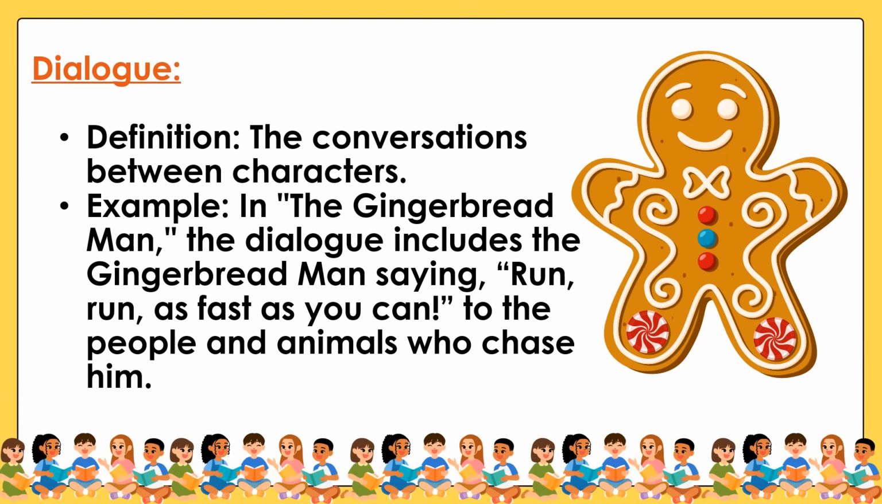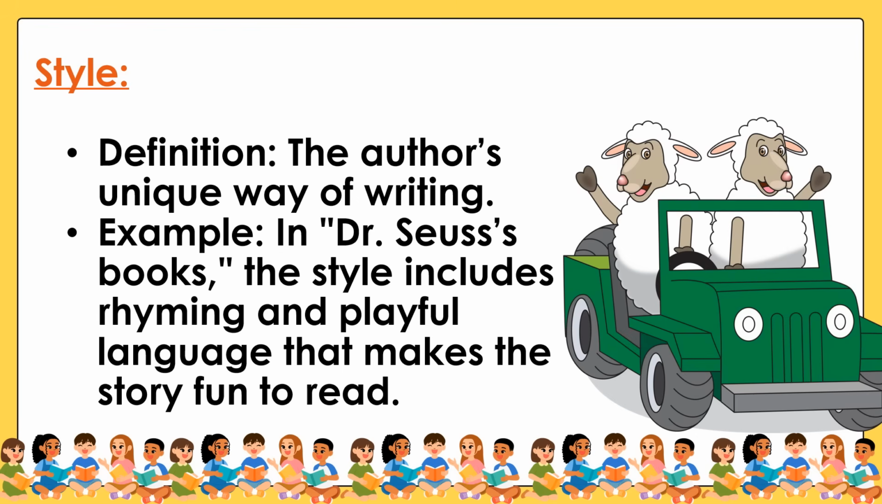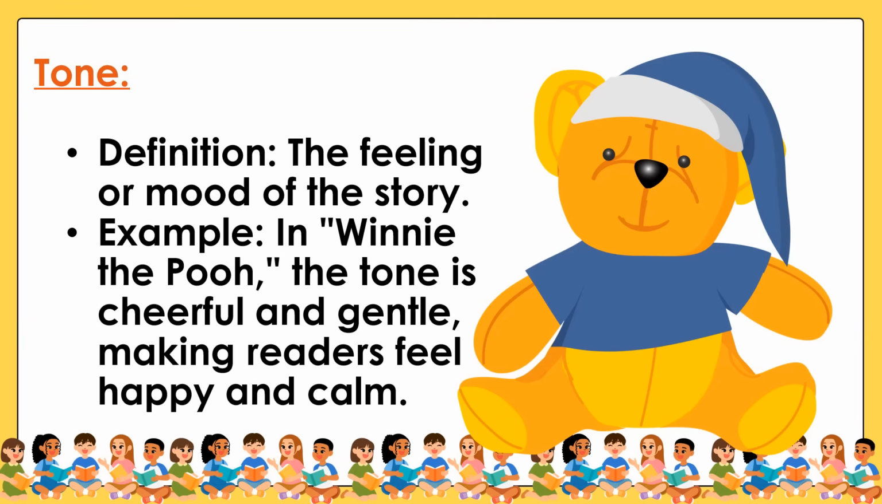Next is dialogue: the conversations between characters. Example: the gingerbread man. The dialogue includes the gingerbread man saying, "Run, run, as fast as you can," to the people and animals who chase him. Style: the author's unique way of writing. For example, in Dr. Seuss books, the style includes rhyming and playful language that makes the story fun to read. Tone: the feeling or mood of the story. For example, the tone in the Winnie the Pooh story is cheerful and gentle, making readers feel happy and calm.